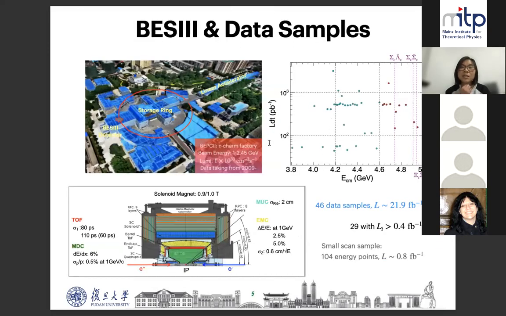The studies at BESIII use data samples taken above 3.8 GeV and up to 5 GeV. In total, we have 46 data samples with a total integrated luminosity of about 20 inverse femtobarn. Among them, there are 29 data points with relatively large statistics, which allows us to study the intermediate states in the final state systems. We also have relatively small scan data samples all over the region. I don't need to introduce the BEPCII and the BESIII detector. The studies I will present are based on those data samples or part of them.